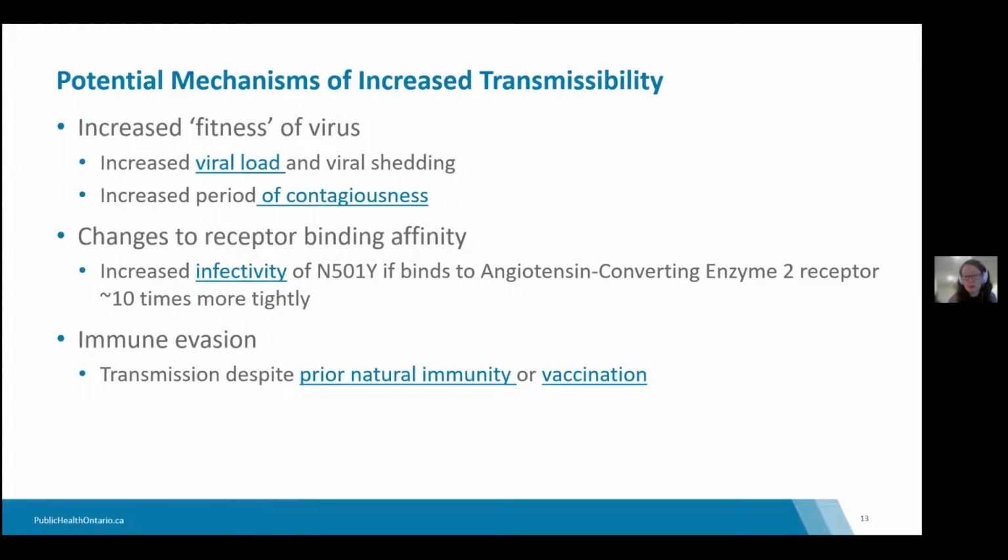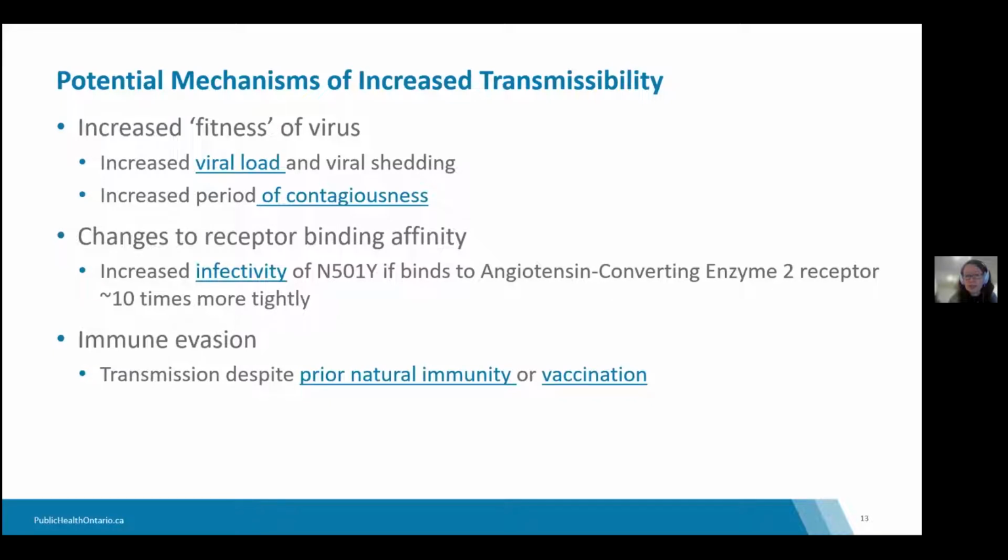So in one circumstance, it could increase the viral load. So if I was sick with a SARS-CoV-2 variant, I might be carrying a lot more virus in my nose and mouth, and every time I cough or sneeze, that much more virus is getting expelled into the environment, making it more likely that I'm going to transmit to other people. Another example of that could be an increased period of contagiousness. So having an increased viral load or just carrying that virus for a lot longer means that I'm going to be infectious to other people for a much greater duration of time, which also increases the likelihood that I'm going to spread it to a lot more people.